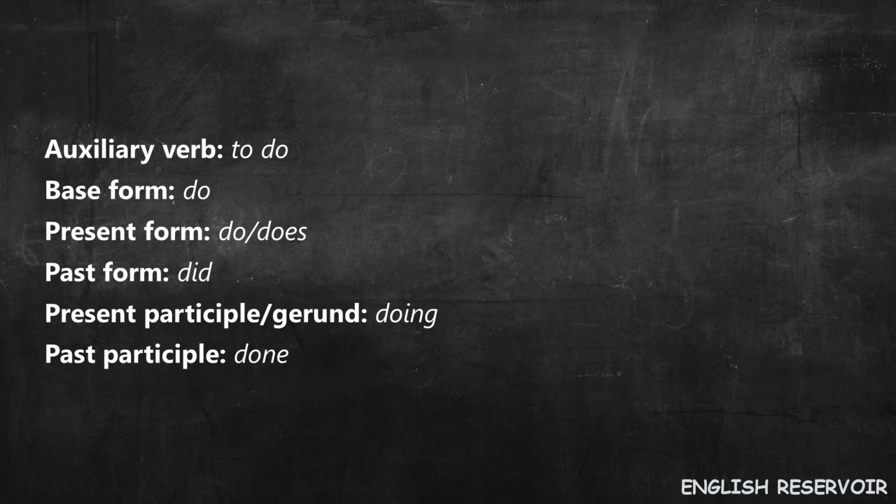Auxiliary verb to do. Base form, do. Present form, do, does. Past form, did. Present participle or gerund, doing. Past participle, done.